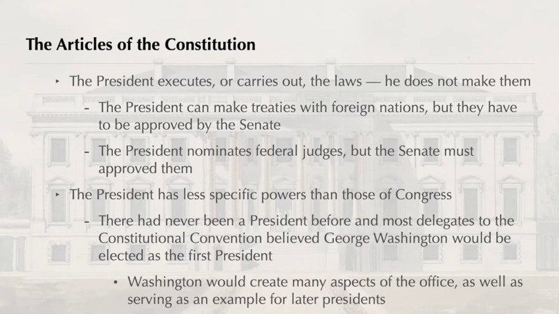The Constitution is far less specific on the office of President than it is on the national legislature. There had never been a president before, and most delegates to the Constitutional Convention believed that George Washington would be elected as the first president and that he would best create the office, setting an example for later presidents.